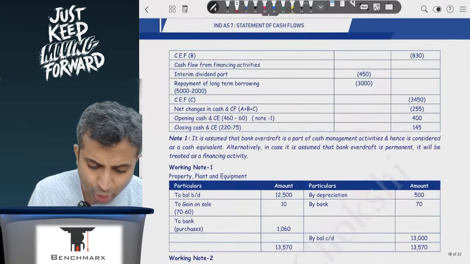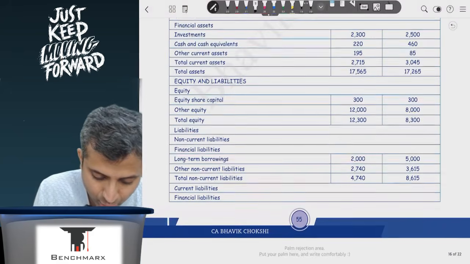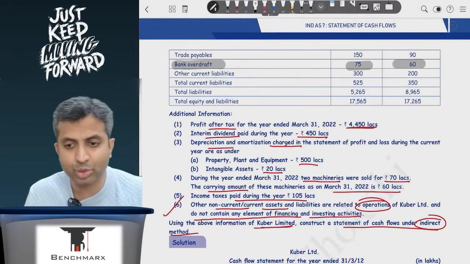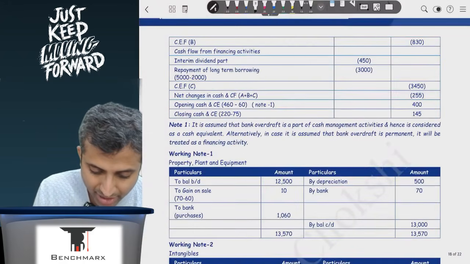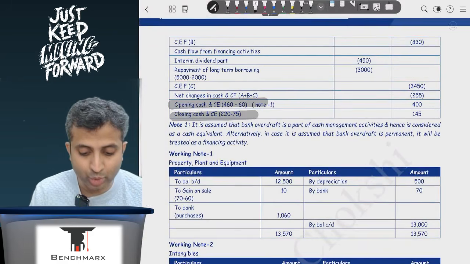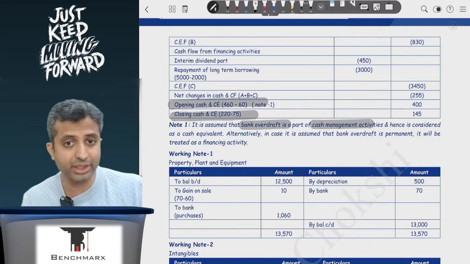You would have added the opening cash and cash equivalents, but an important thing over here is there is a bank overdraft. So over here, when you calculate the cash equivalent, if nothing is given, you will assume that the bank overdraft is temporary, and hence in your final cash and cash equivalent balance, you see over here 460 minus 60 and 225 minus 75. So you are assuming bank overdraft is a part of cash management and accordingly solve.